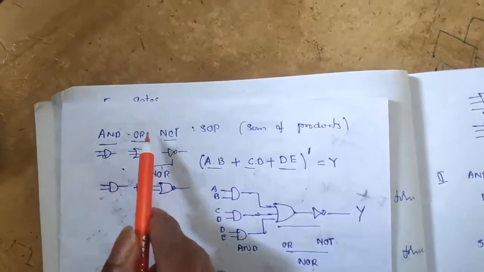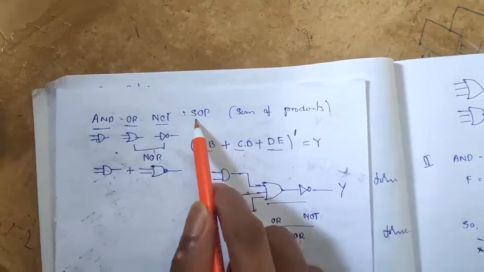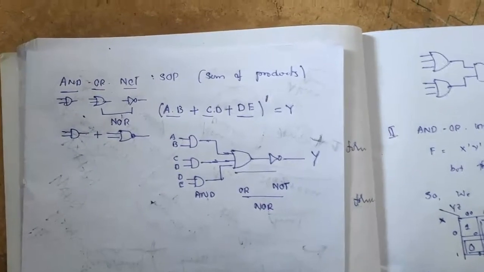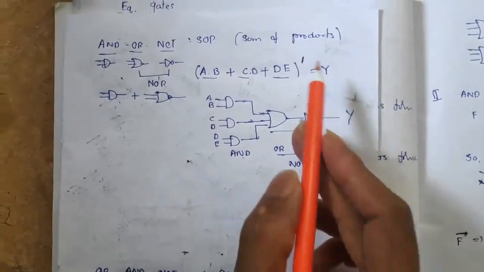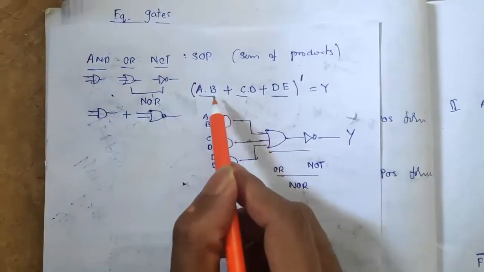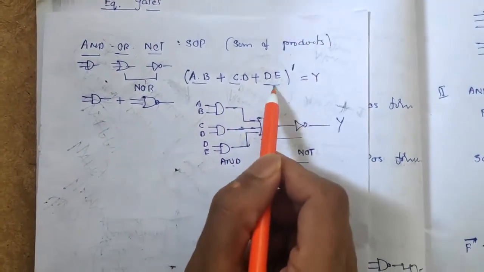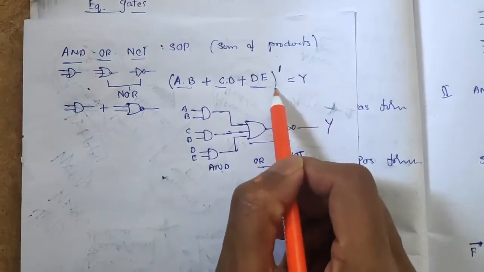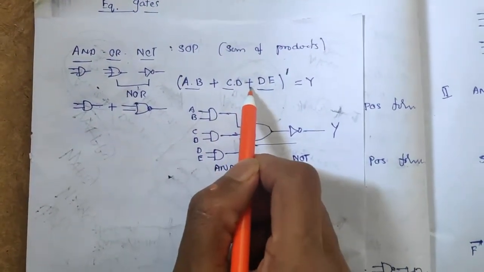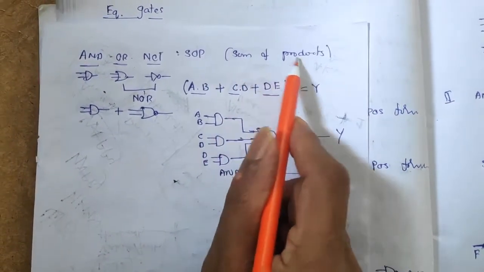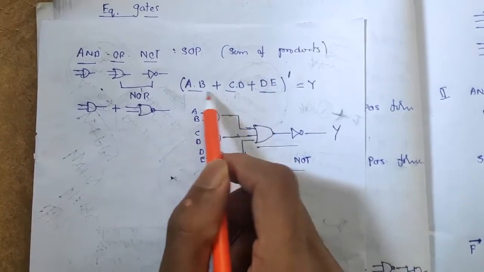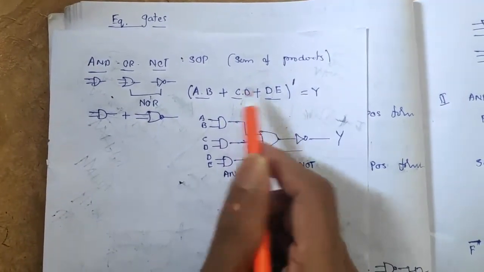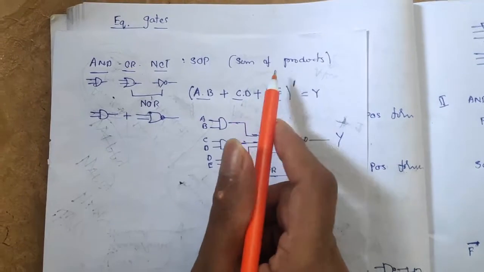Now AND, OR, NOT is nothing but the sum of products representation. There are two representation styles of any logic. One type of logic is sum of products, which will look like this: AB plus CD plus DE. This is a product, this is another product, and this is another product. In between the products we are summing. So this type of representation of any function is called sum of products.